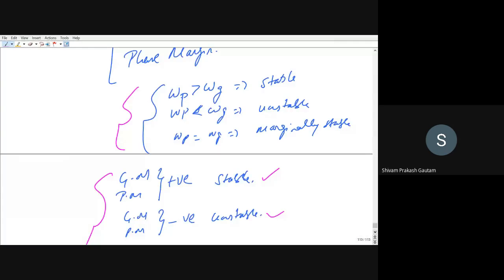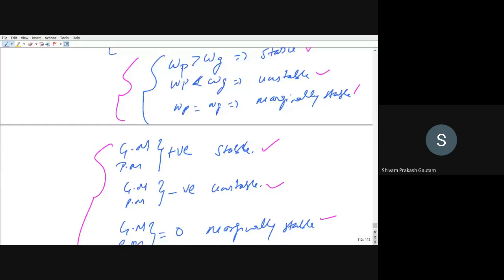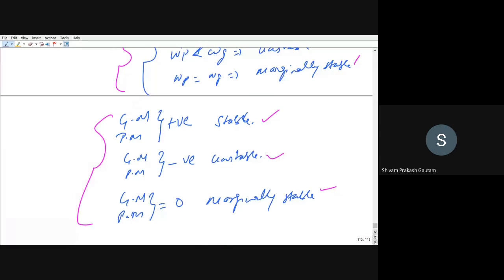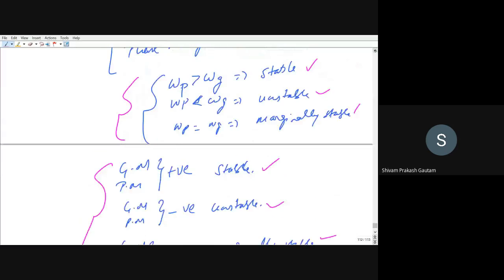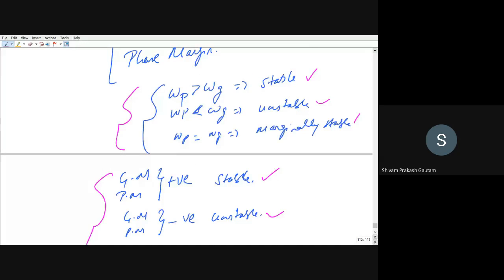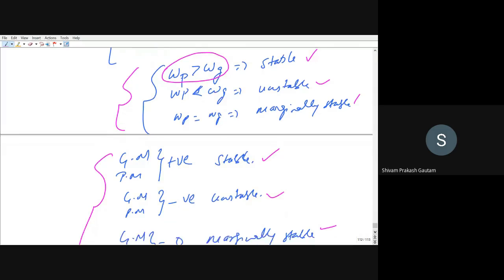Okay. Can anyone tell me what is the drawback of determining in such a way that the system is stable, unstable, marginally stable? Just have a look and tell me what is the drawback of determining the stability in such a manner. Suppose omega p is greater than omega g. Yes. Up to what degree it is stable or by how much it is unstable, we don't know. We only know that it's unstable, but we don't know by how much. Right. Correct.